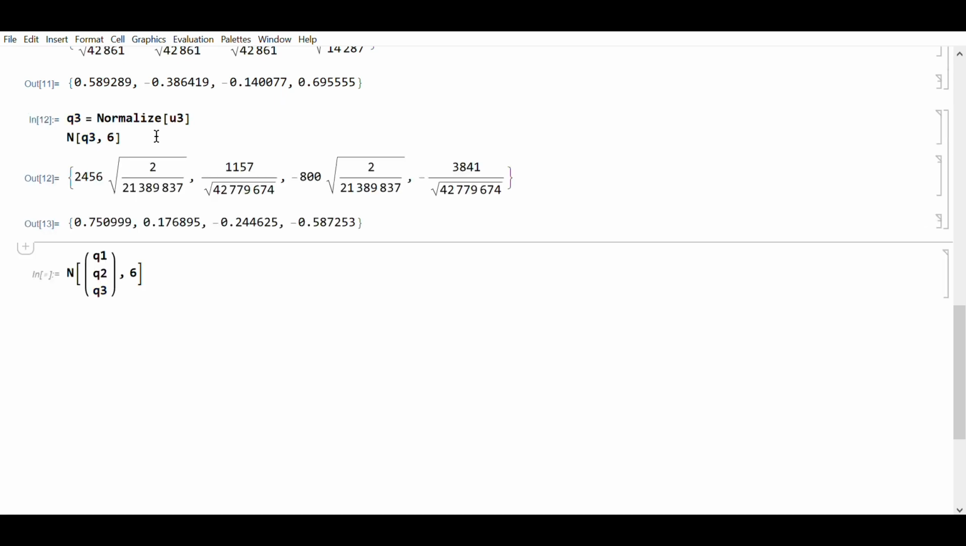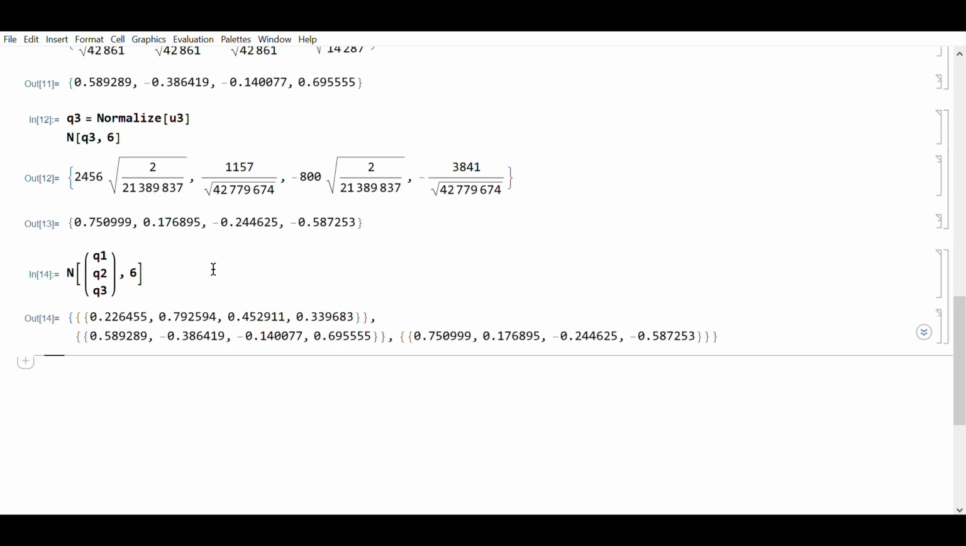Then we have 0.750999, 0.176 at 95, negative 0.244625, negative 0.587253. So this is how we got the orthogonal and orthonormal basis for the matrix A.